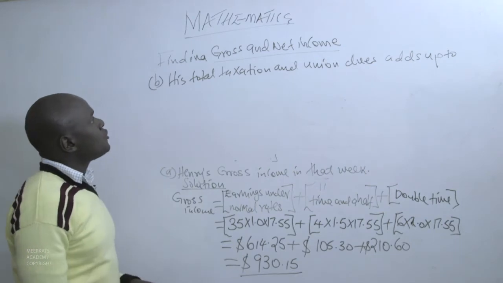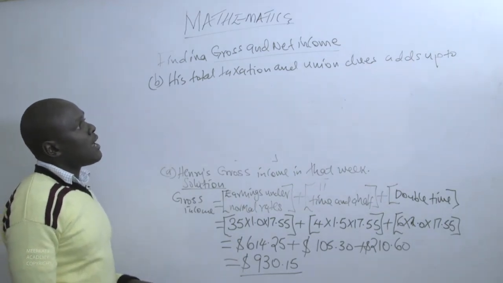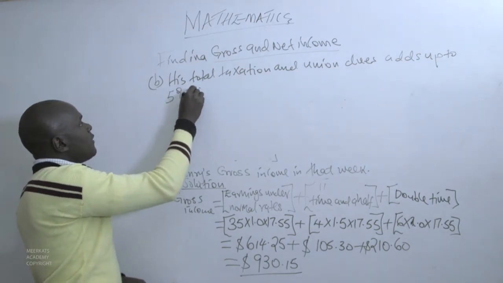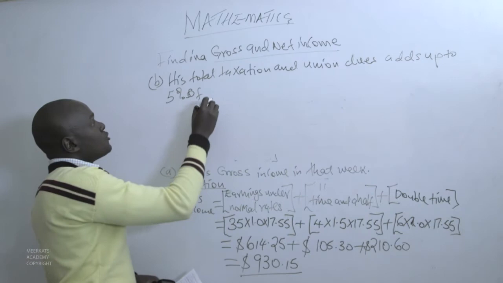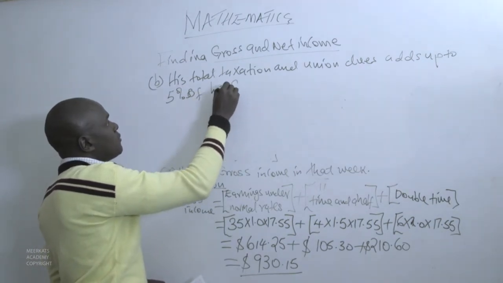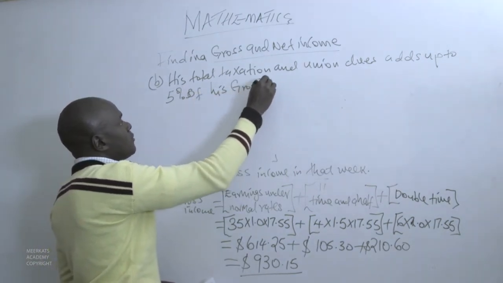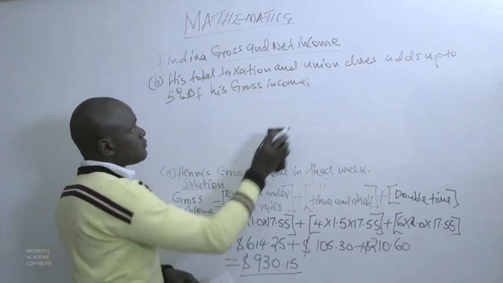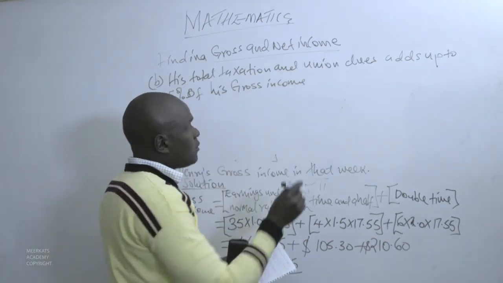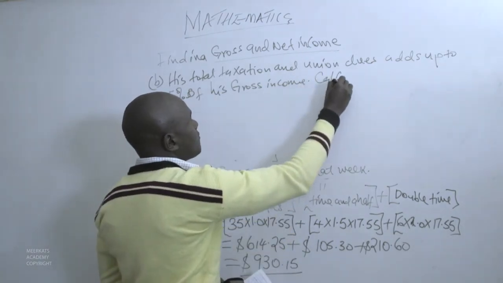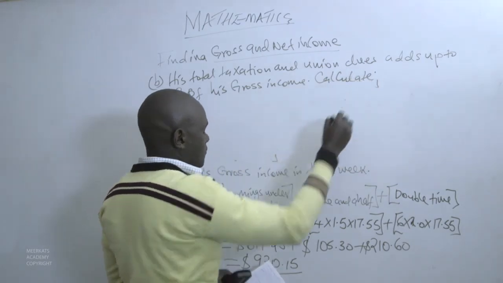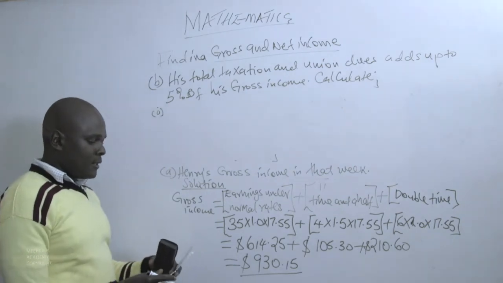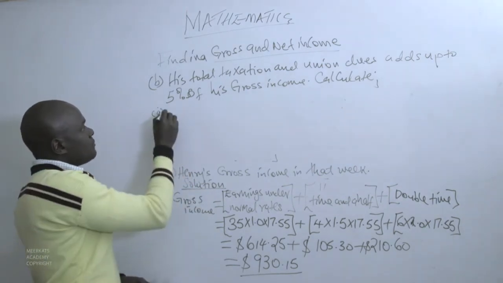his total taxation and union dues adds up to 5% of his gross income. Calculate. Roman 1, calculate his total deductions.